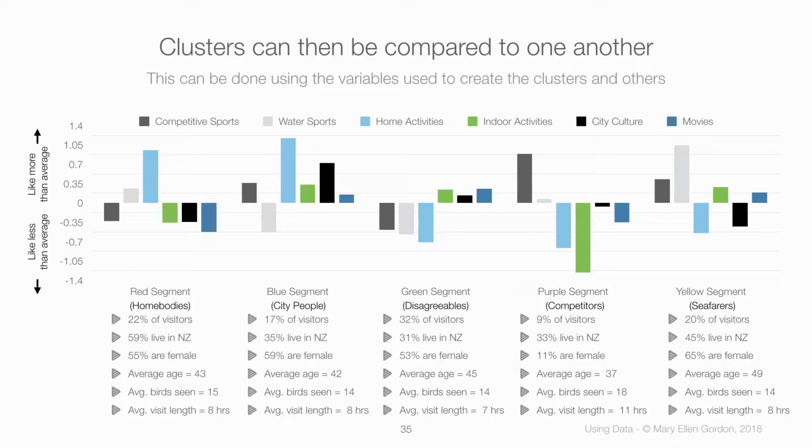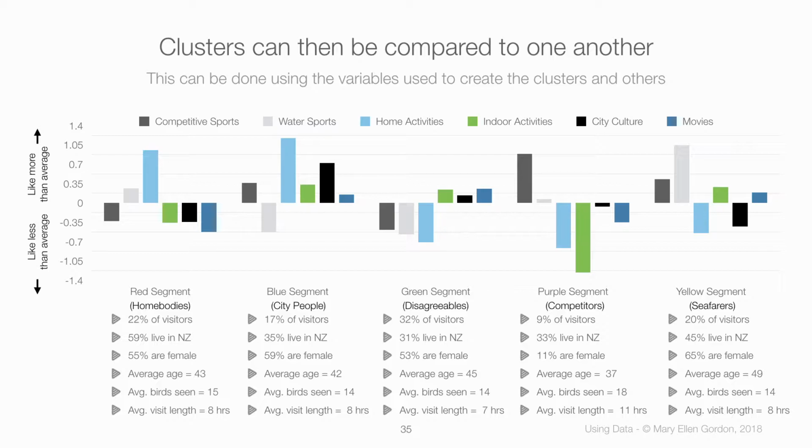Once we form the clusters, we can compare them to one another, both in terms of the variables that were used to create the clusters and also in terms of other variables. So for example, this graph shows the mean factor score for members of each cluster or segment on the different factors that were used to form the clusters in the first place.